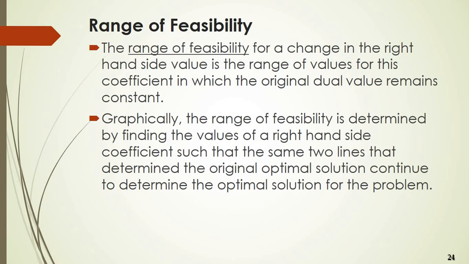The range of feasibility. The range of feasibility for a change in the right-hand side value is the range of values for this coefficient in which the original dual values remain constant. Graphically, the range of feasibility is determined by finding the values of the right-hand side coefficient such that the same two lines that determined the original optimal solution continue to determine the optimal solution for the problem.